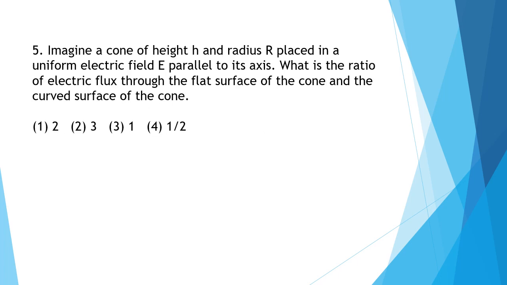Question 5. Imagine a cone of height h and radius r placed in a uniform electric field E parallel to its axis. What is the ratio of electric flux through the flat surface of the cone and the curved surface of the cone? So the electric flux will be the same. Therefore, the answer to this will be option 3. That is, the ratio will be 1.